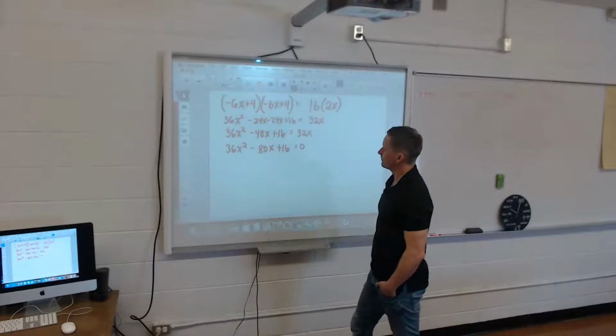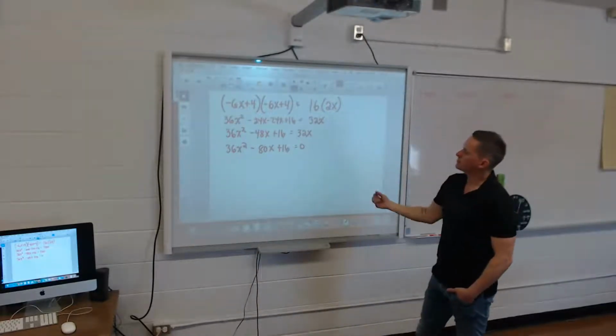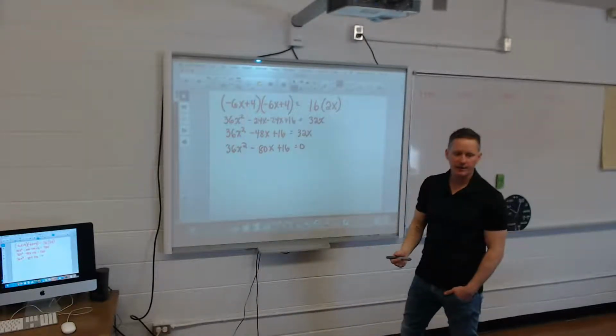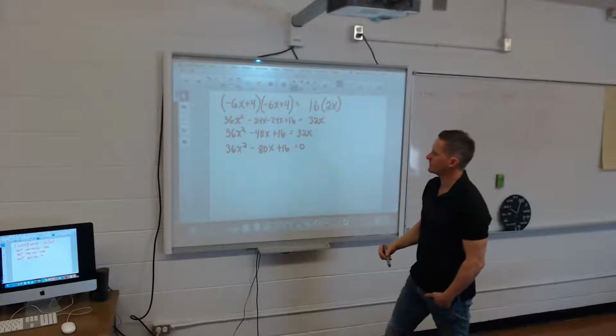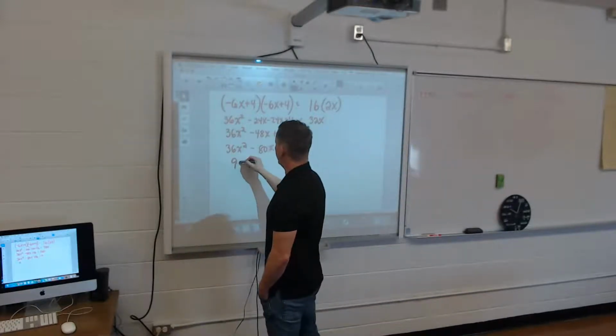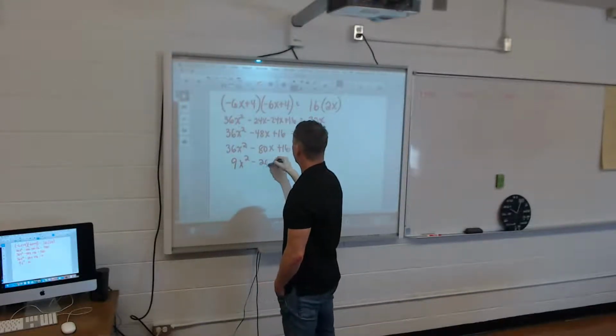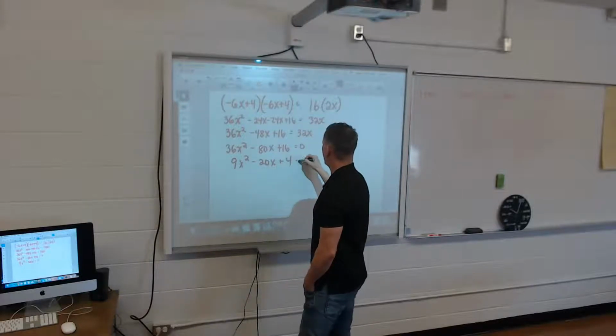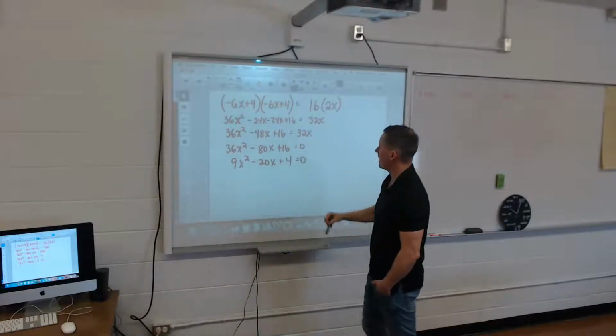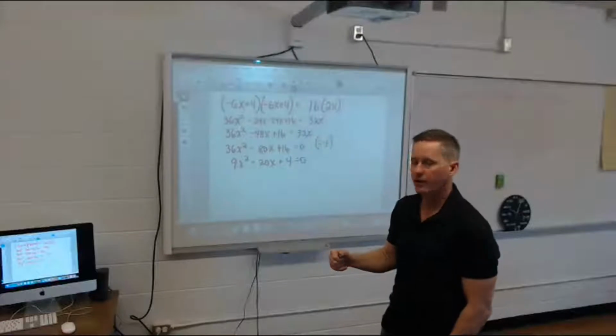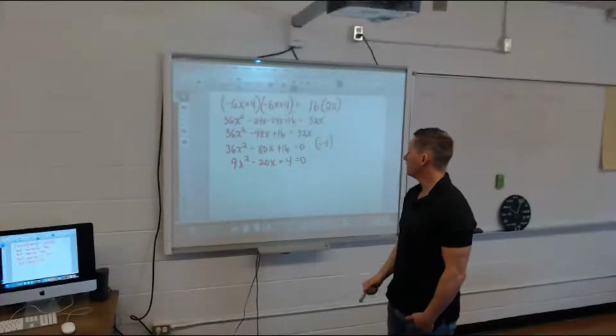I was thinking this is a perfect squared trinomial. Okay, so greatest common factor. First thing I'm going to do is take out a 4 out of all of these. That's going to leave me with 9x squared minus 20x plus 4 equals 0. So I've divided everything by 4. Actually, solving, I can get rid of that.